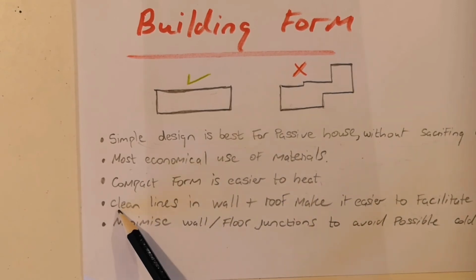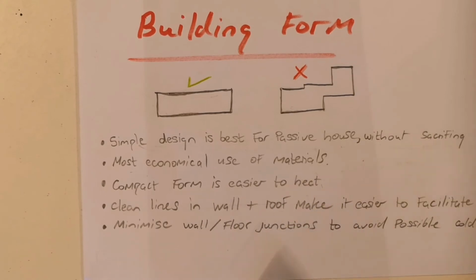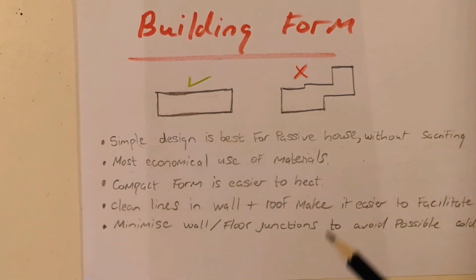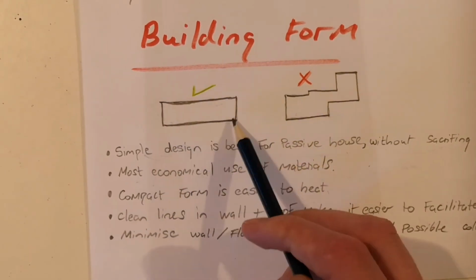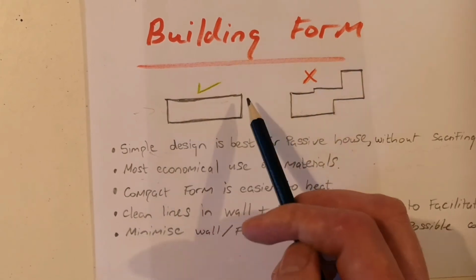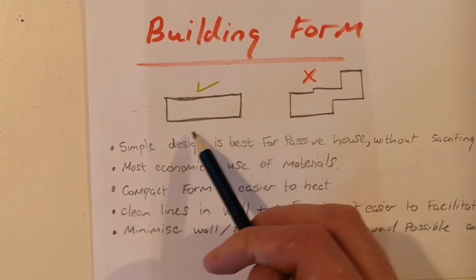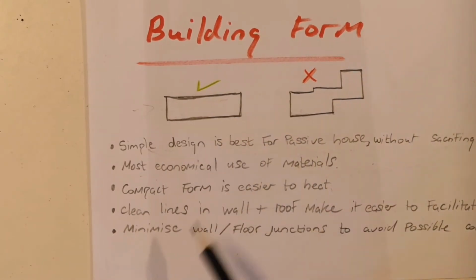You're not going to be making massive changes, guys. But again, it's easier to heat. You're not going to be taking as much wind. There's less wall area, so less possible loss of heat out through the wall. So the compact form is a lot better.